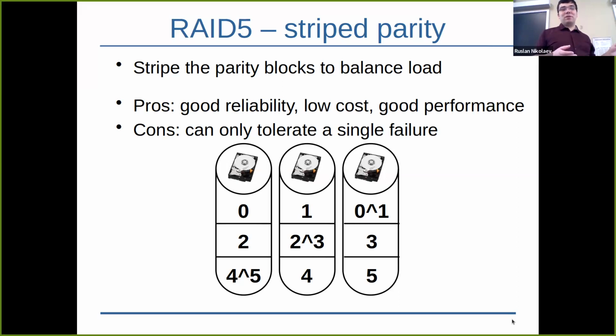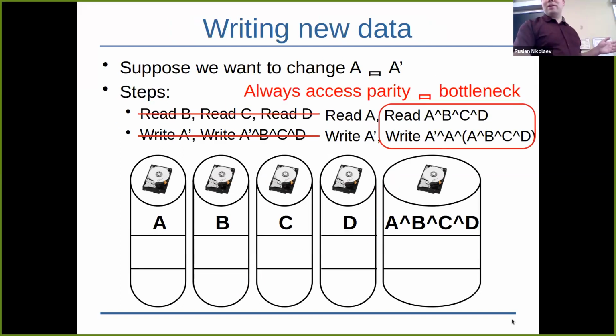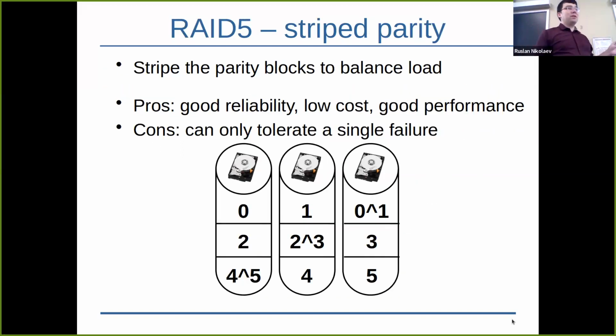Well, because remember that parity was the bottleneck here. Now it's no longer a bottleneck. Now because it's spread out, I can read it simultaneously from multiple disks and update it in multiple disks. And not to mention that this still allows us to have good reliability, because as long as we have just one failure, we should still be able to recover. So it's low cost and good performance.